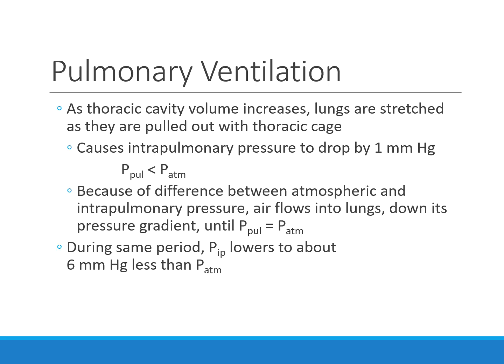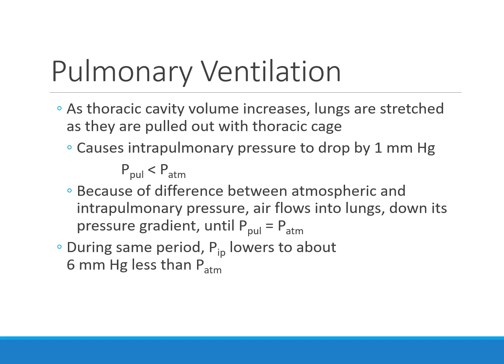So as the thoracic volume increases, we have the diaphragm that's flattened out, and the intercostal muscles that have pulled up the rib cage. We've increased the volume compared to the outside world, and so we're going to see what happens. The intrapulmonary pressure drops by about 1 millimeter of mercury, and that's enough of a change to cause the air to move in and out.